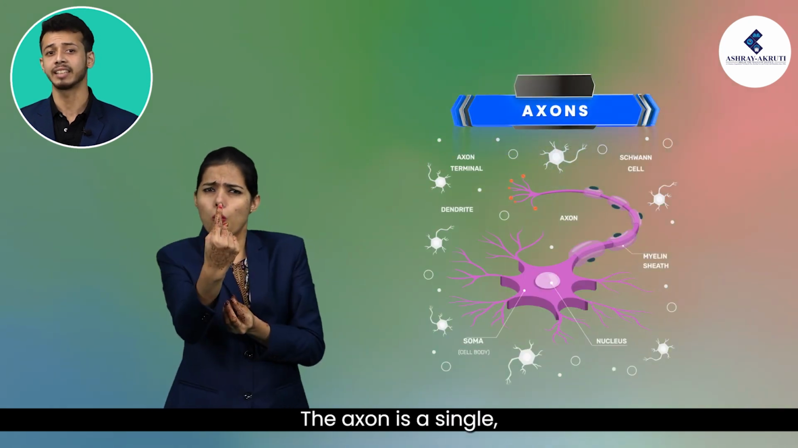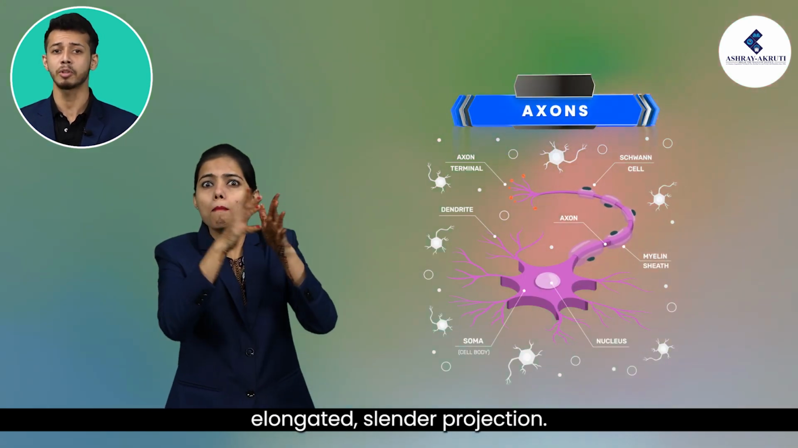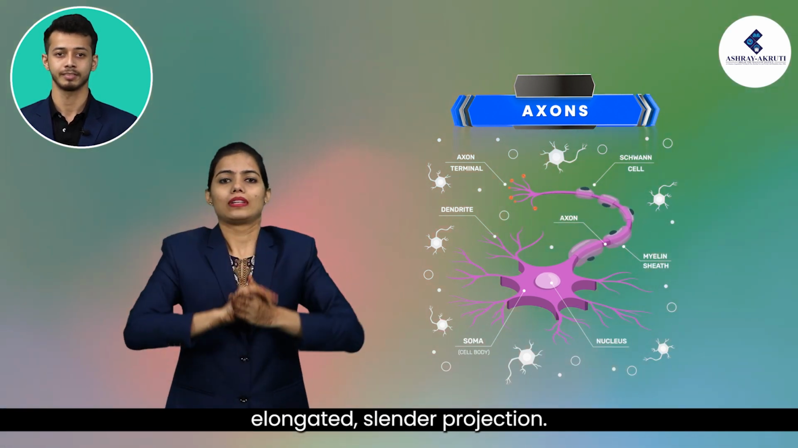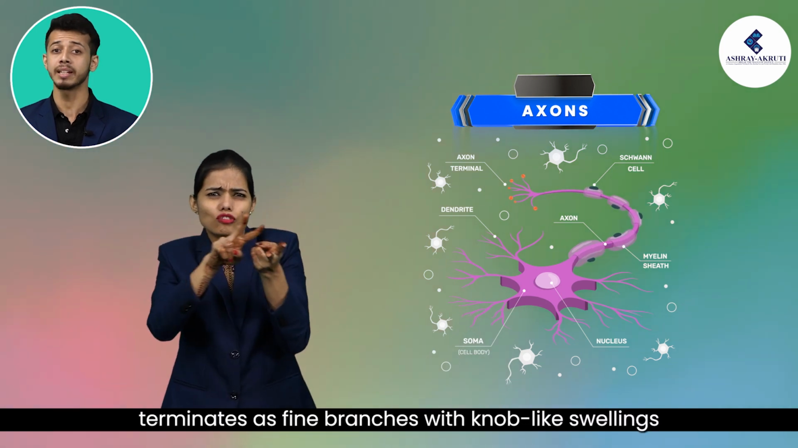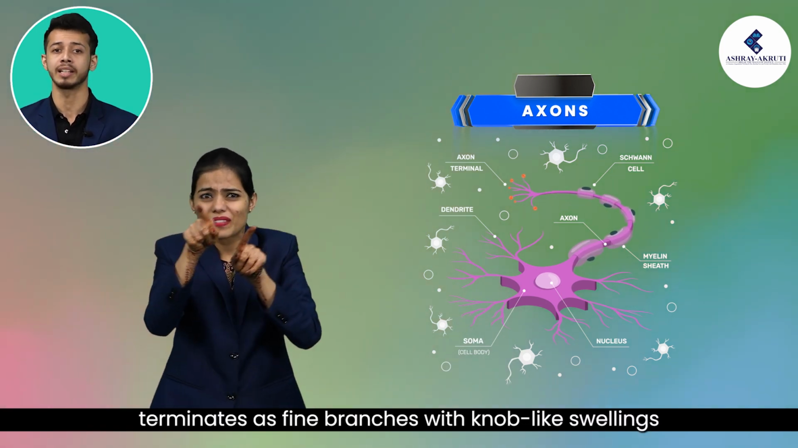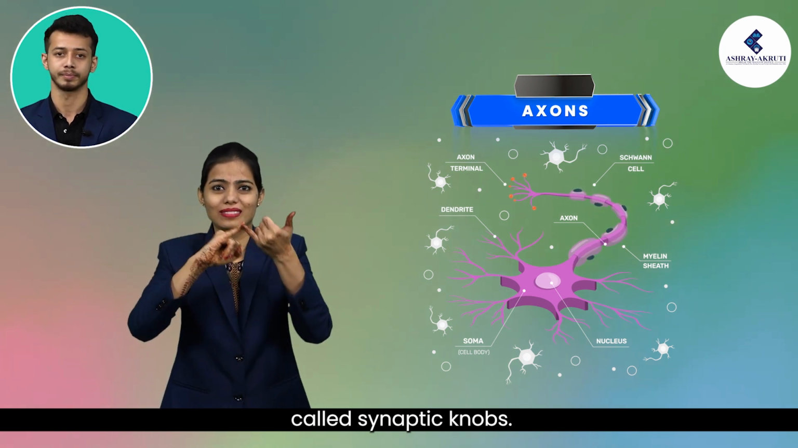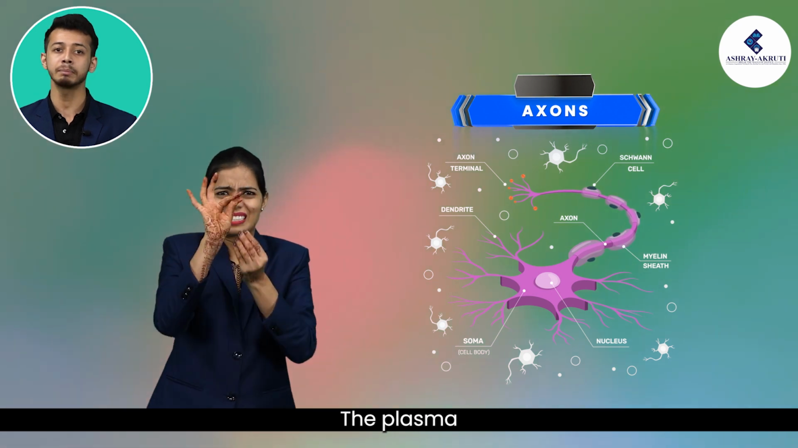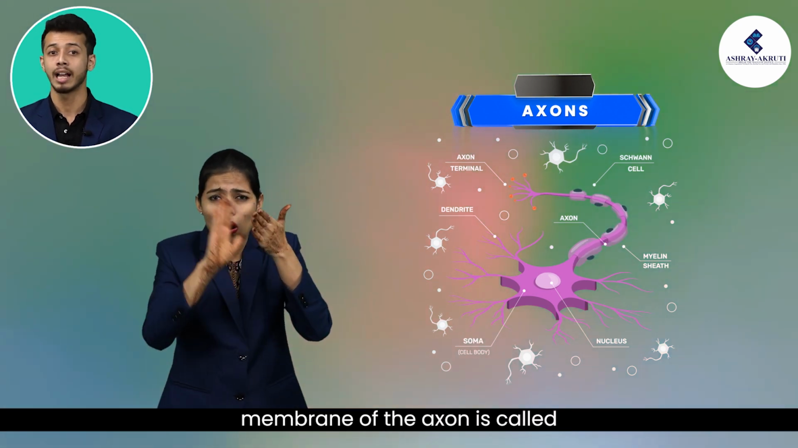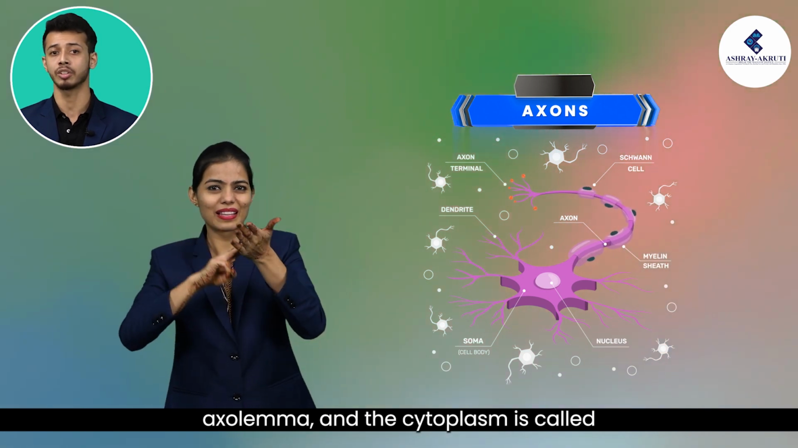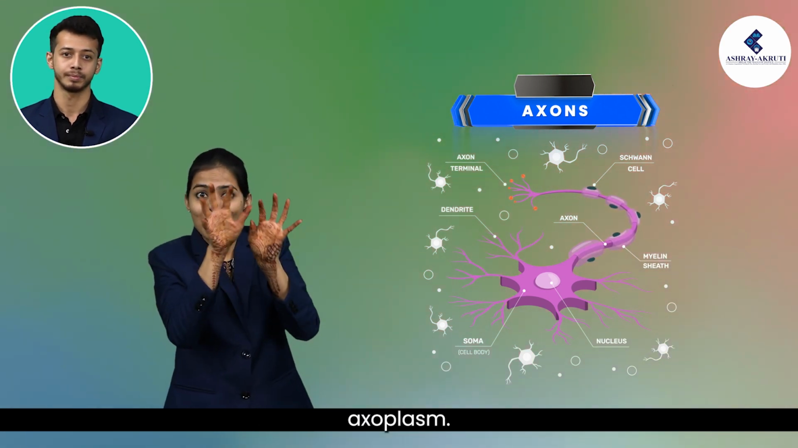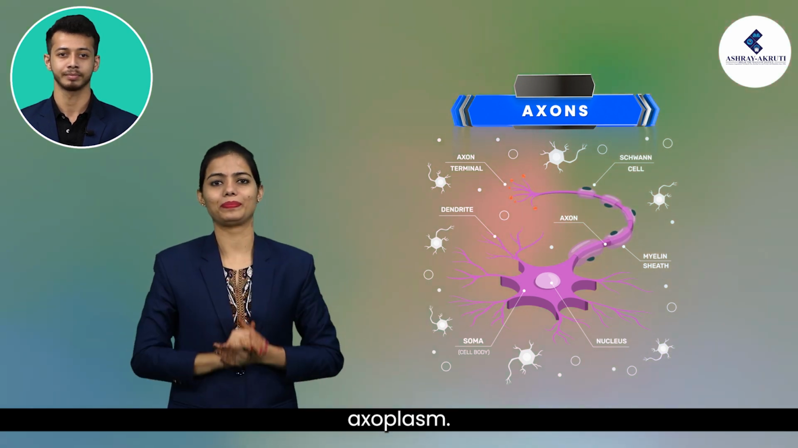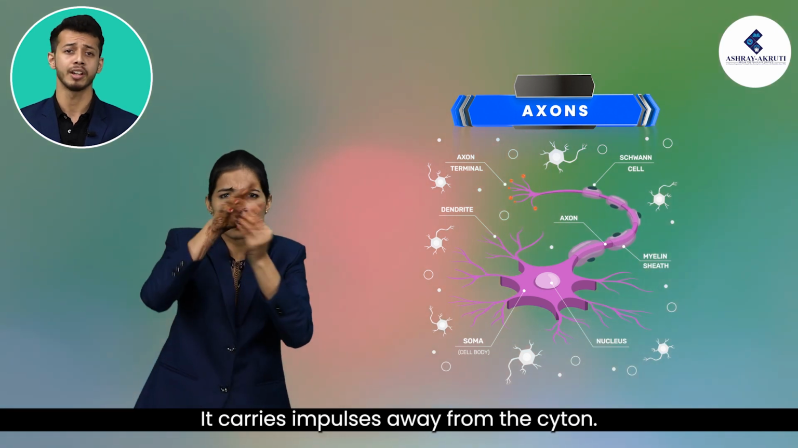The axon is a single, elongated, slender projection. The end of the axon terminates as fine branches with knob-like swellings called synaptic knobs. The plasma membrane of the axon is called axolemma and the cytoplasm is called axoplasm. It carries impulses away from the cyton.